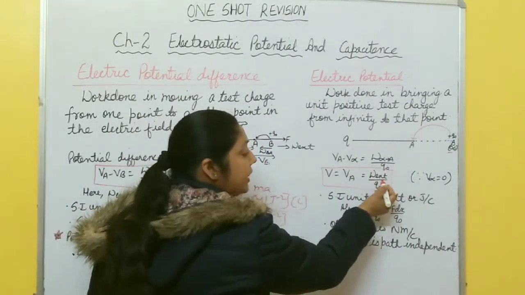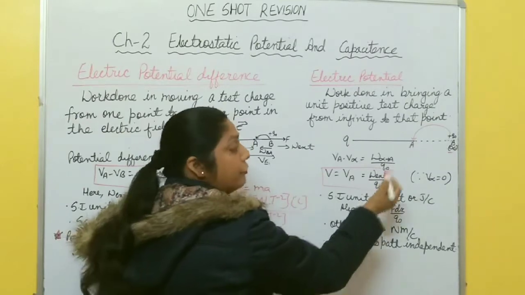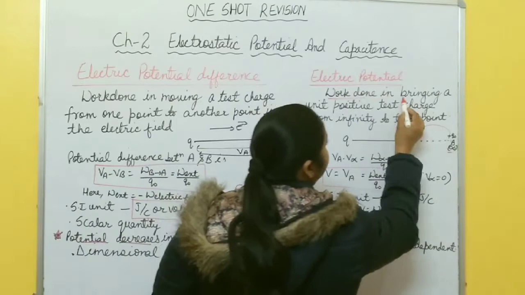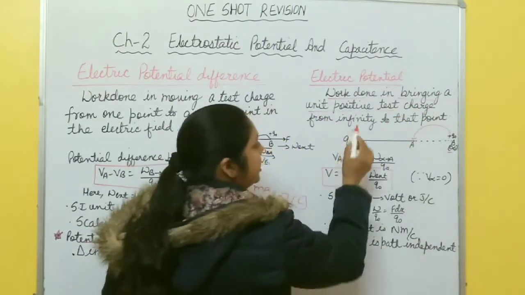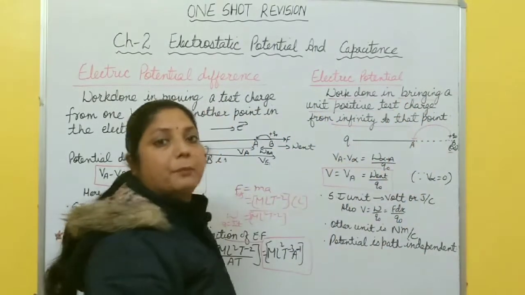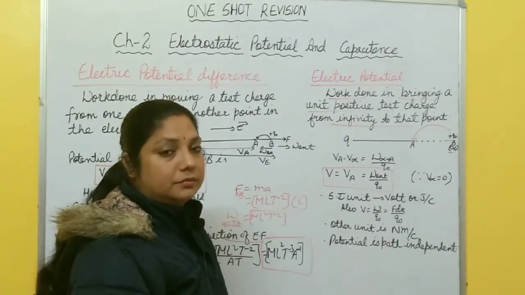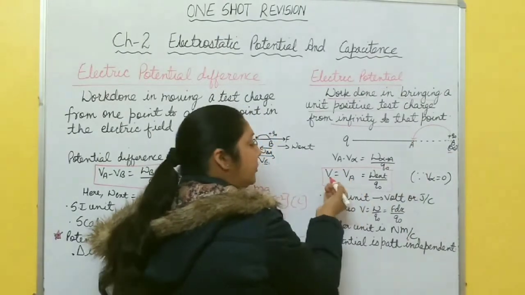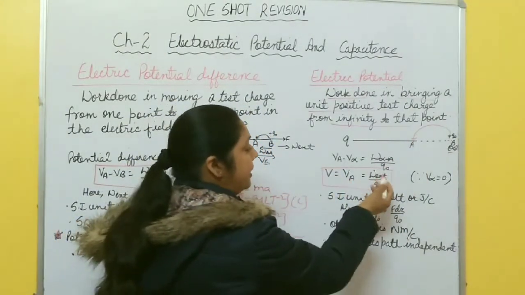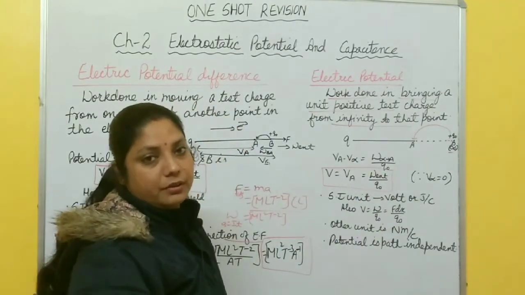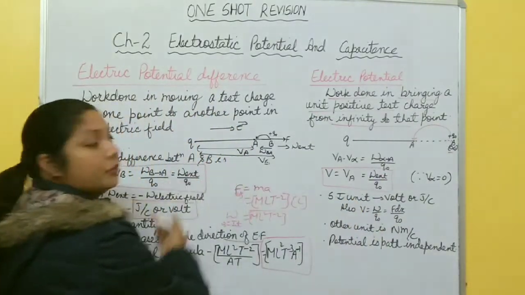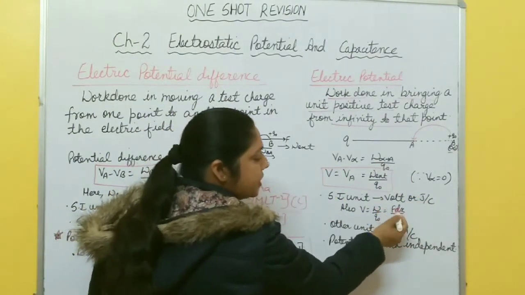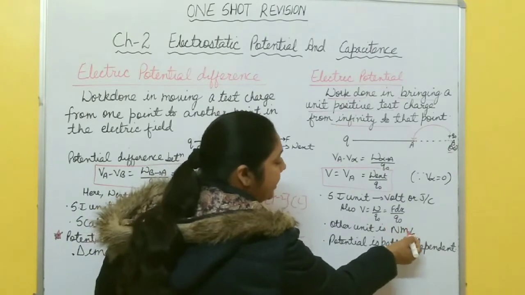Work done in moving a test charge Q0 from infinity to point A. You can write this as work done in bringing a unit positive test charge from infinity to the point where you want to find potential. Suppose at point A, so this VA, or you can write simply V, potential at point A is work done by Q0, right? Again, the SI unit is same as that of potential difference, that is volt or joule per coulomb. Or you can also write work done is force into distance, so Newton meter per coulomb.